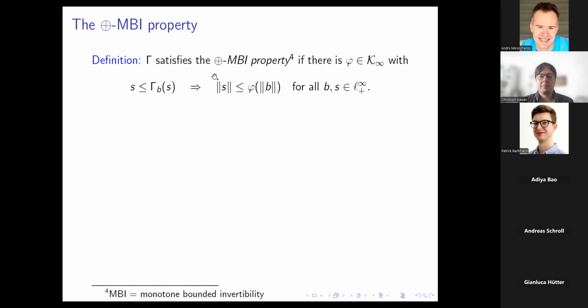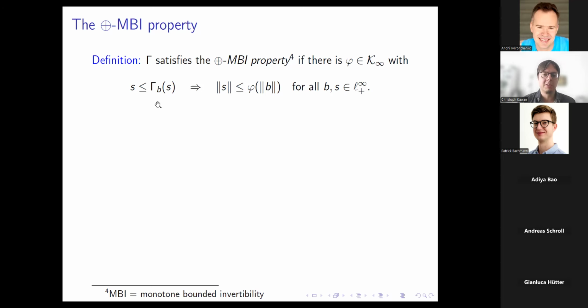This is the max MBI property, where MBI stands for monotone bounded invertibility. I will, in a moment, tell you why I chose this name. But first the definition. I say that gamma satisfies this property if there is a k-infinity function phi such that we have an implication like that here. For all b and s in the cone, if s is less than or equal to gamma b of s, it must follow that the norm of s is bounded above by phi of the norm of b. So what does that mean?